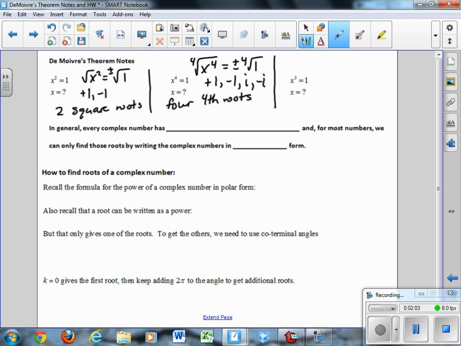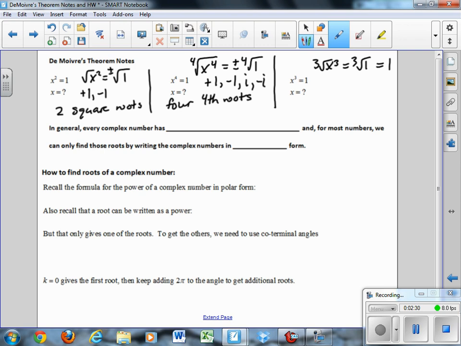Okay, now, when we get to x cubed equals 1, do I do plus or minus for that? No, you don't. It's an odd root. So the cube root of x cubed is just going to be the cube root of 1, which is 1, because if I do plus or minus, negative 1 cubed is not positive 1. Negative 1 cubed is still negative 1. So I can't use that.